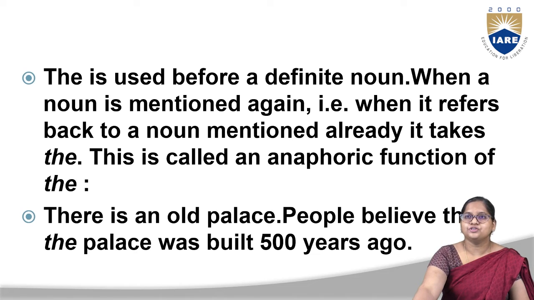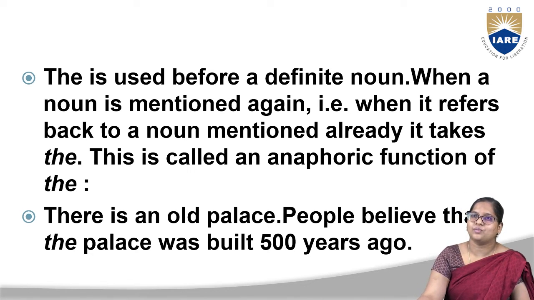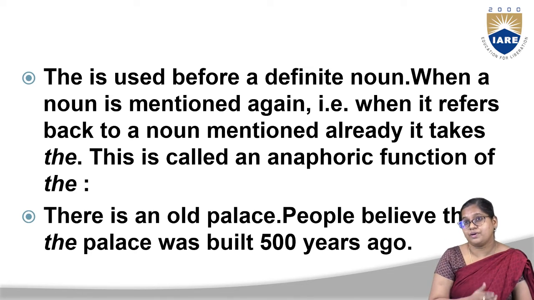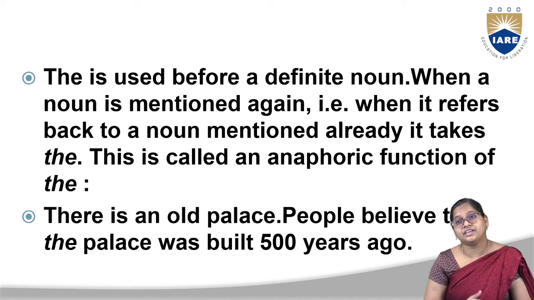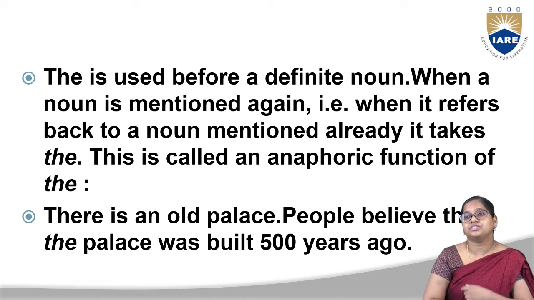Next, "the" is used before a definite noun. Okay, it is mentioned again. So it refers to what is called the anaphoric function. Let me explain. Example: There is an old palace. People believe that the palace was built 500 years ago. So when it refers back to a noun already mentioned, it takes "the". So "the" is used before a definite noun when it is mentioned again.